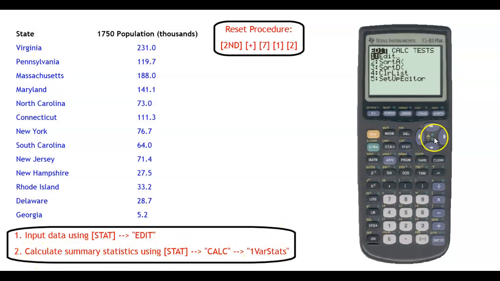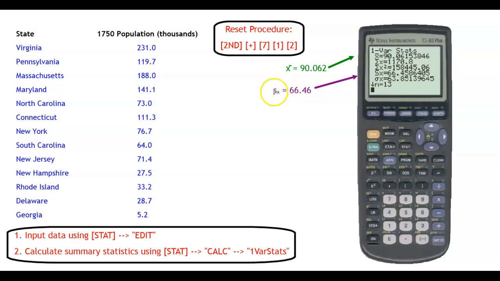So I press stat, I go to the calc menu because I'm trying to calculate something, and then I'm clicking 1-Var Stats. In this case, 1-Var Stats is going to give us all of the univariate statistics that I like. It's going to give us some of the all-time hits, which I'll identify here. First one is x bar, which is also known as the sample mean. So I could say that the average population for the 13 colonies in 1750 was about 90,062 residents.